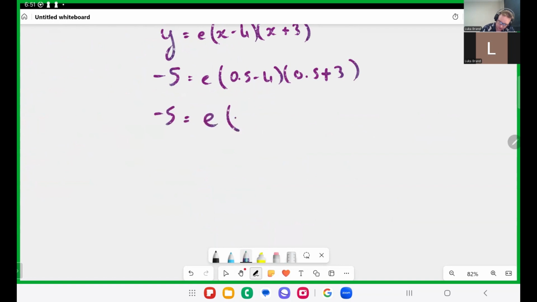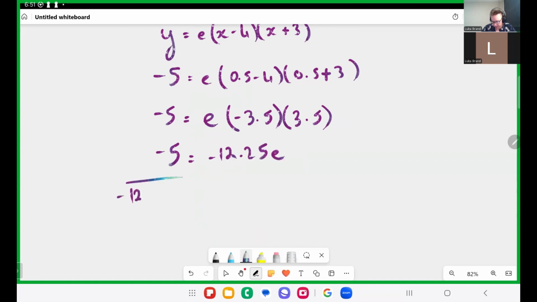0.5 take away 4 would be negative 3.5. 0.5 plus 3 would be 3.5. I'm going to pull out my calculator here to multiply them out. So then negative 5 equals negative 12.25e. Doing the opposite on the other side.